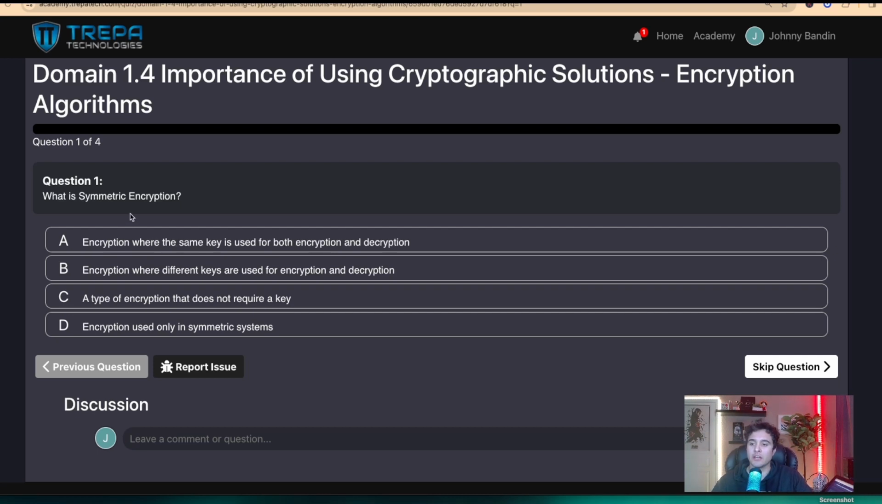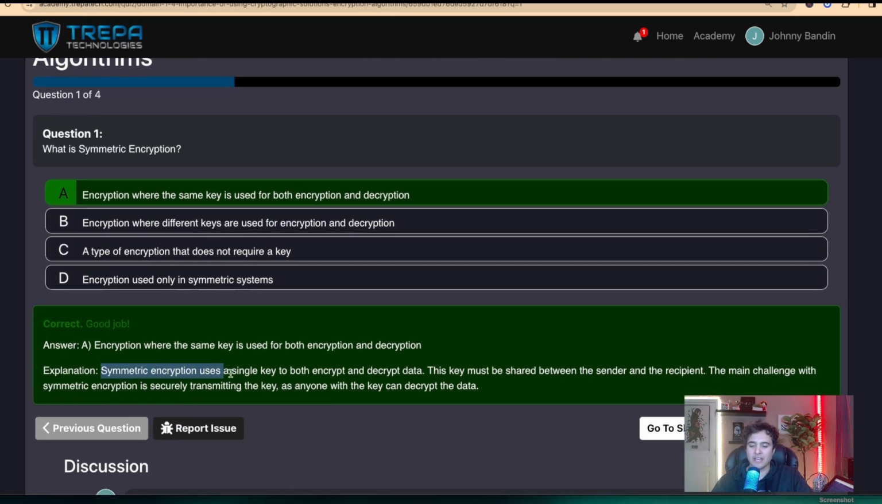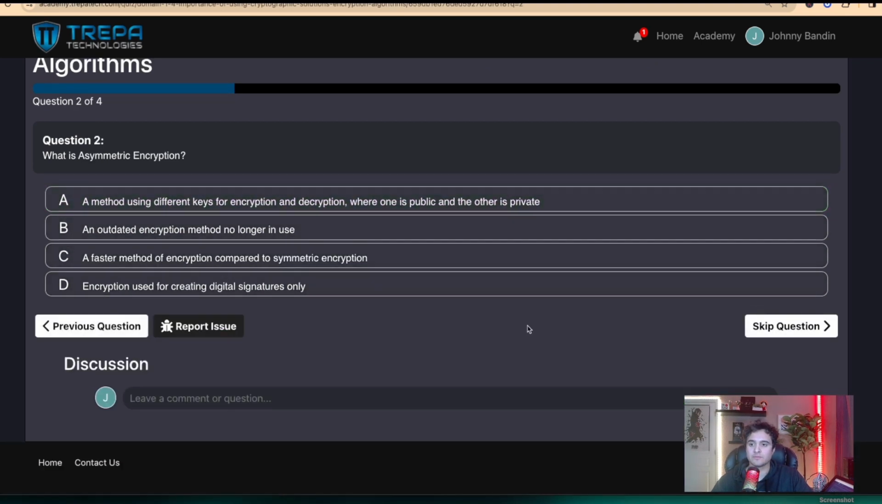So question 1, what is symmetric encryption? A is encryption where the same key is used for both encryption and decryption. B, encryption where different keys are used. C, a type of encryption that doesn't require a key. I'm going to go with A here before even getting to the rest of the answers. And you can see here the explanation tells us yes, we're right, and that is the correct answer.